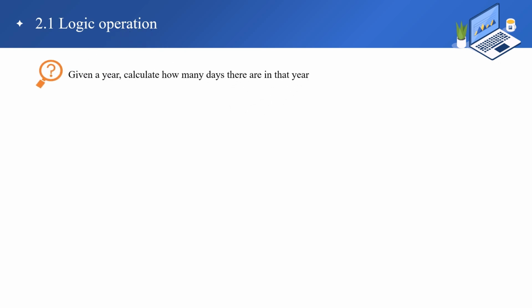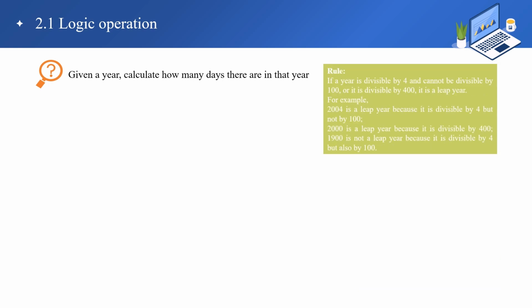Given a year, calculate how many days there are in that year. We know that there are 365 days in a normal year and 366 days in a leap year, so we just need to judge whether the year is a leap year or not. The complete rule is this: if a year is divisible by 4 and cannot be divisible by 100, or it is divisible by 400, it is a leap year.